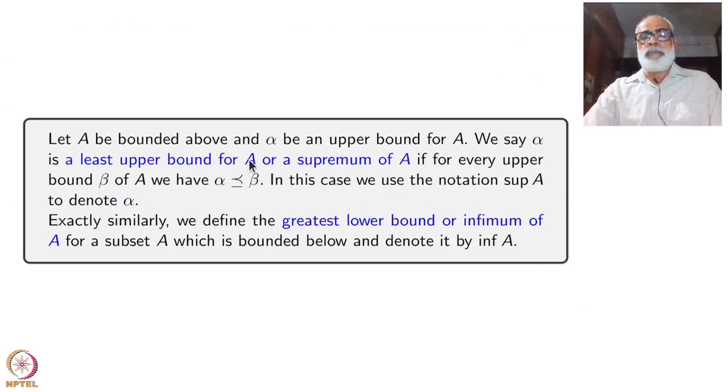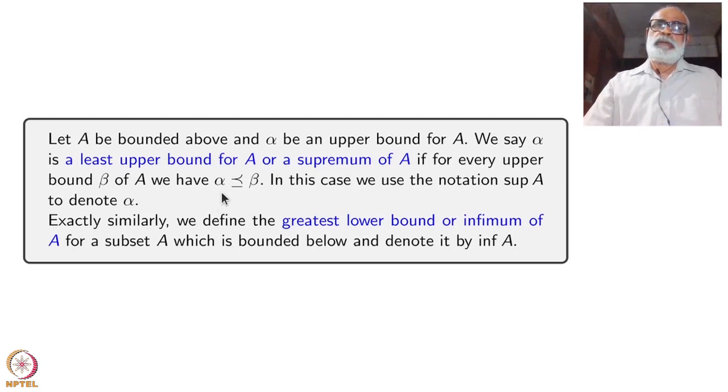Let A be bounded above and alpha be an upper bound. We say alpha is the least upper bound for A, or another name is supremum of A, if for every upper bound beta of A, we have alpha is less than or equal to beta. That means, first of all, the set of upper bounds must be non-empty, then you take alpha to be the least element in the set of upper bounds. All upper bounds are bigger than alpha, so it is called a least upper bound. It is a very descriptive name.